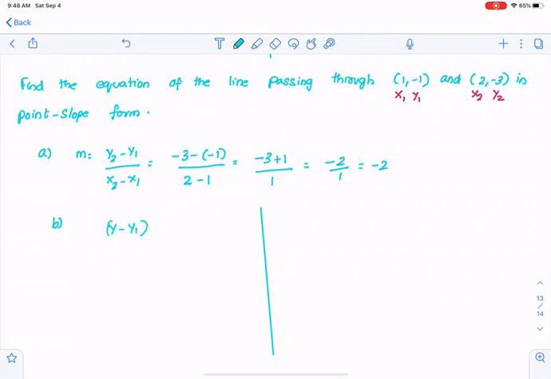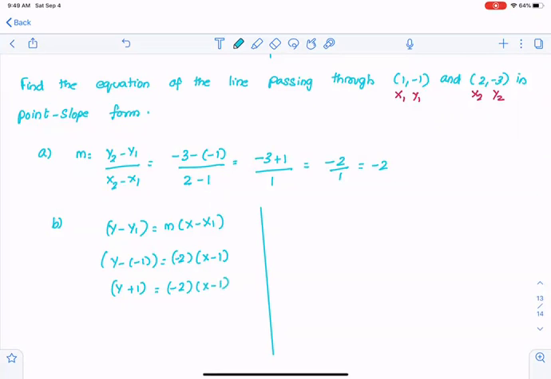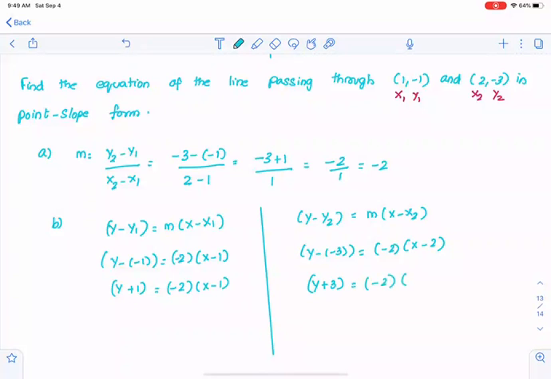So y minus y1 is equal to m times x minus x1. So y minus of minus 1 would equal negative 2 times x minus x1, which is 1. So y plus 1 would equal negative 2 times x minus 1. That's one answer. Or if you picked the other point, we will have y minus y2 equals m, which is negative 2, times x minus x2, which is 2. So y plus 3 would be equal to negative 2 times x minus 2.